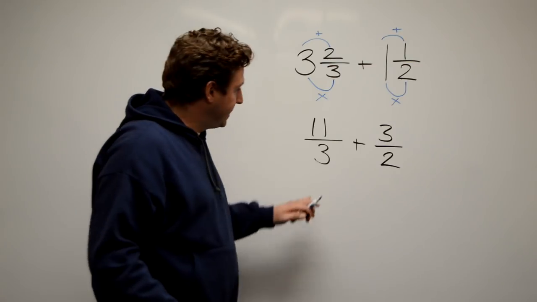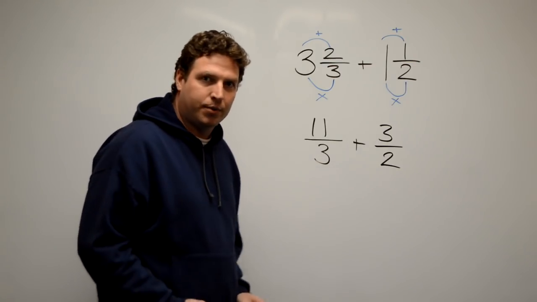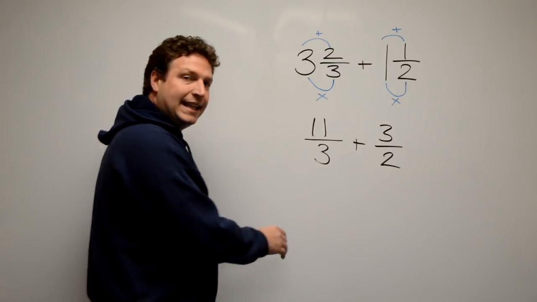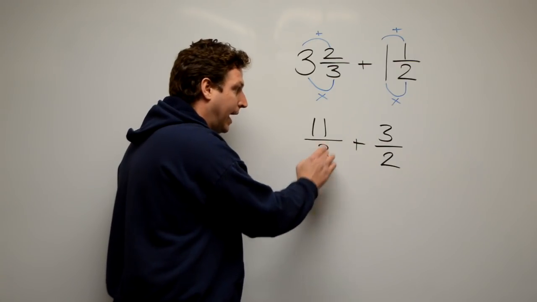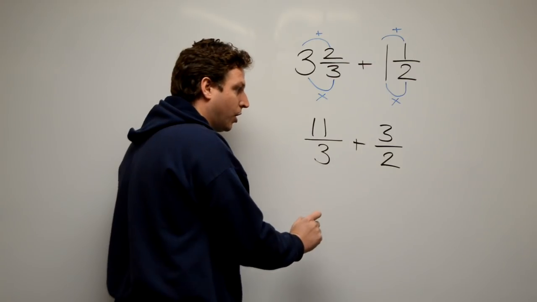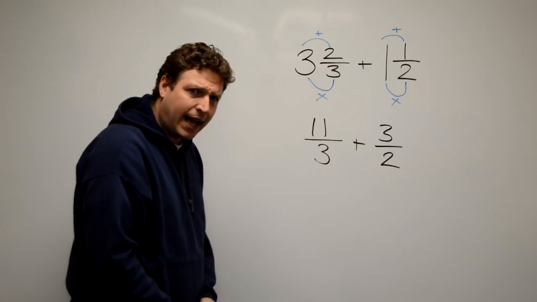The next step is to find a common denominator. This is where your rules of fractions should apply. In order to find the common denominator, the easiest thing to do is multiply this number and this number by 2. And on this one, we're going to multiply this and this by 3. Do you see that?